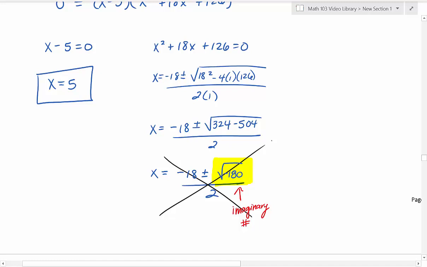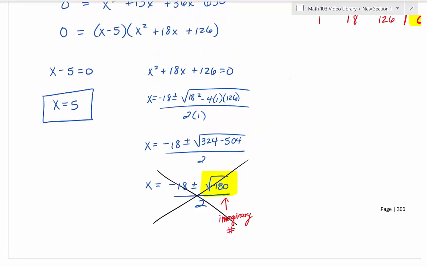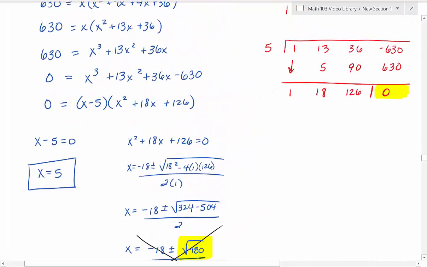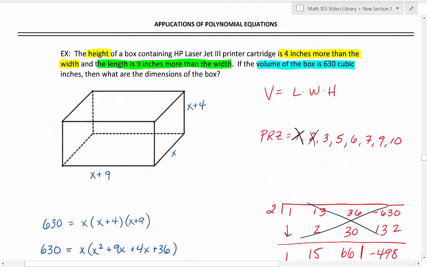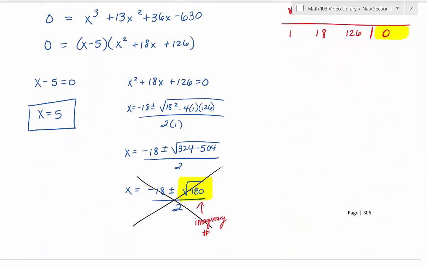We need to make sure that we have answered the question and included any necessary units. So let's go back and look at what the question was. They ask us to find the dimensions of the box. So far, we have not done that. What we found was X, which is the width, but we also need the height, which is 4 more than the width, and the length, which is 9 more than the width.